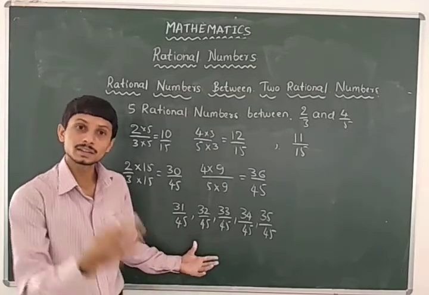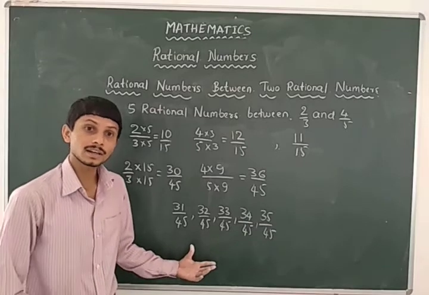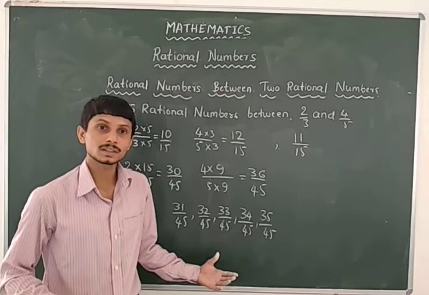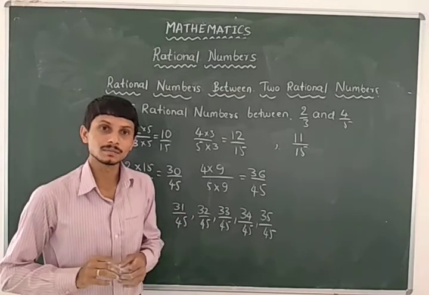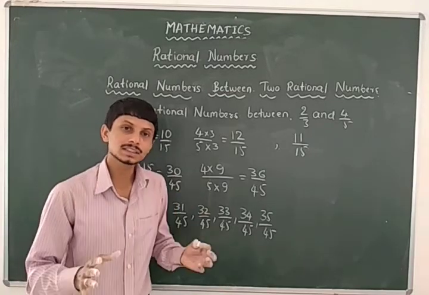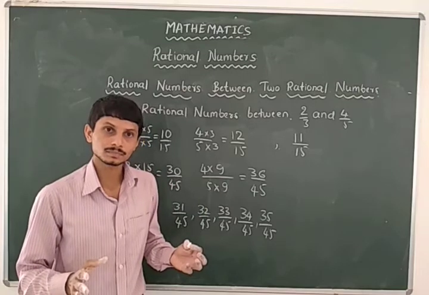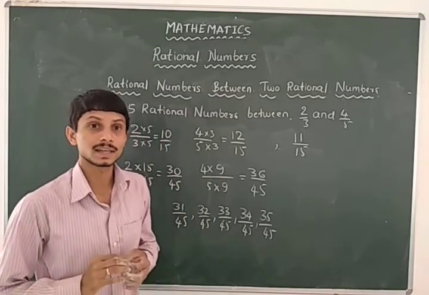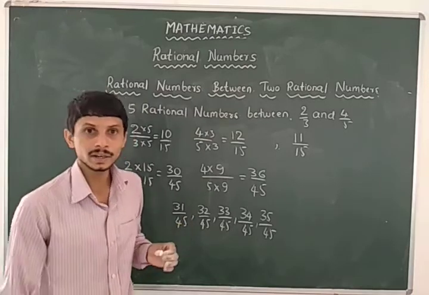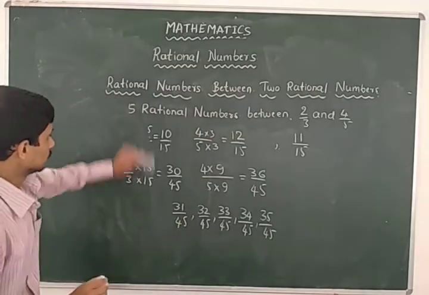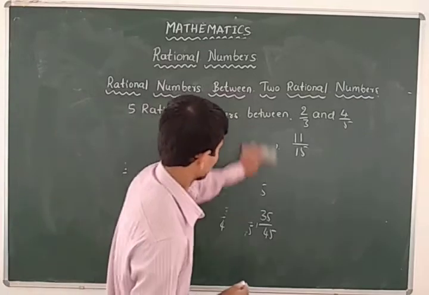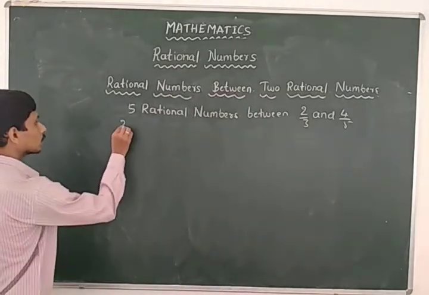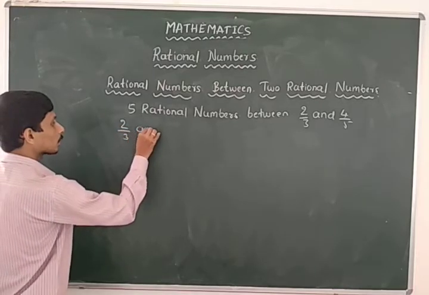We may have to find 10 rational numbers, 100 rational numbers, 1000 rational numbers, or 10,000 rational numbers. It is possible by just considering the denominator. Apart from that, there is another method. We have to divide by 2. Here we are considering 2 by 3 and 4 by 5.